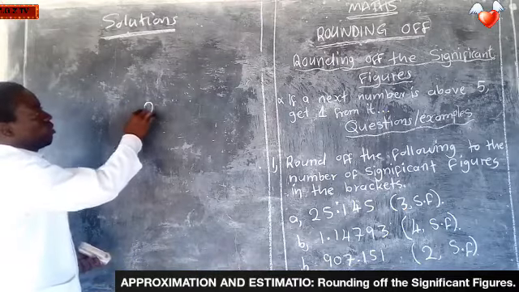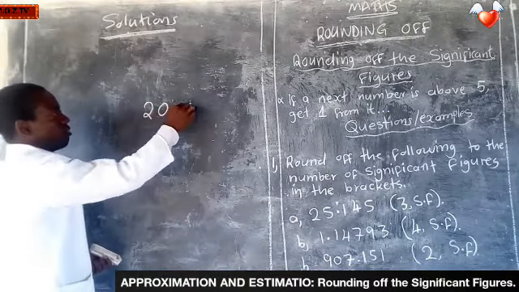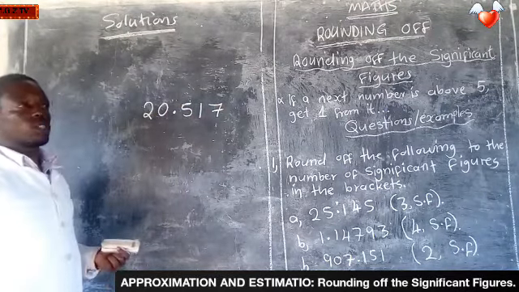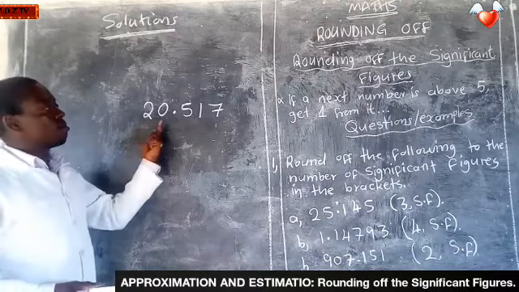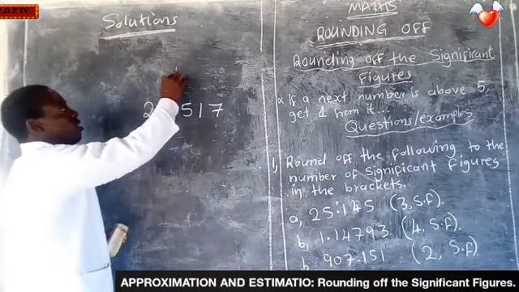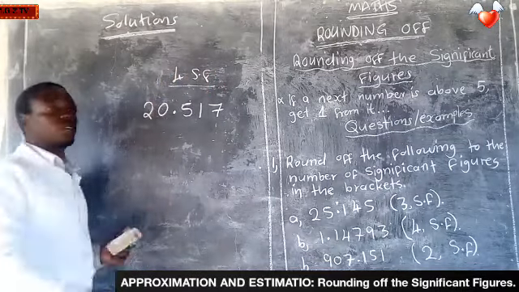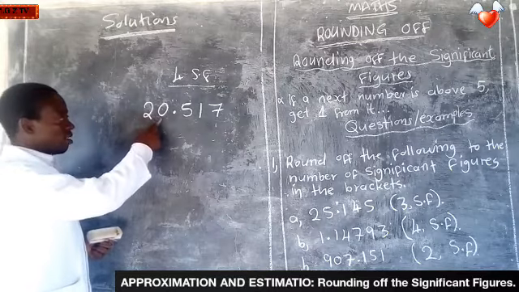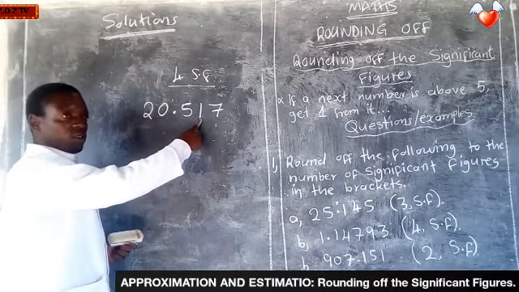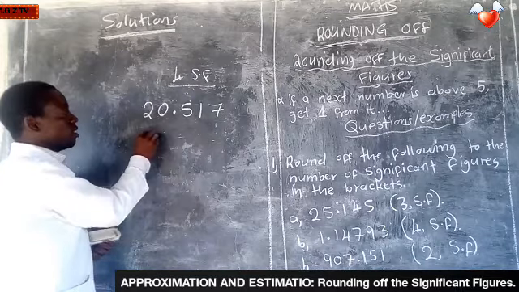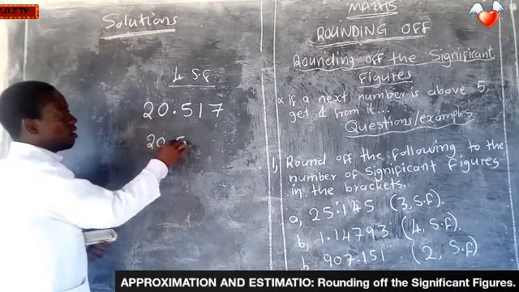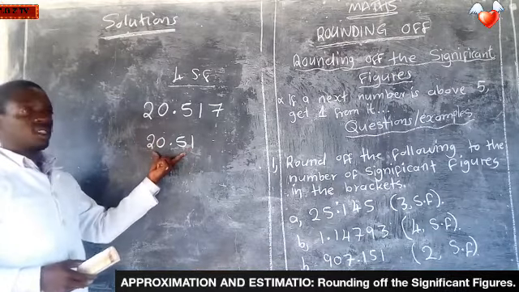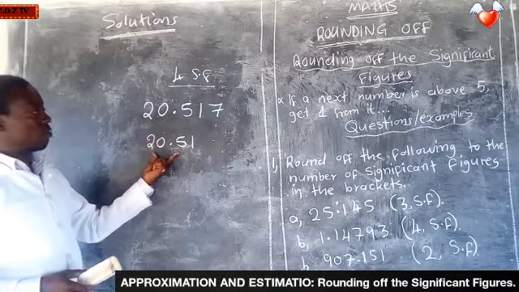For instance, you have 20.517. The question says, round off this number to 4 significant figures. You count the first number, second, third, fourth. What I have there is 20.5 and 1. These are the 4 numbers that the question is asking me to find.